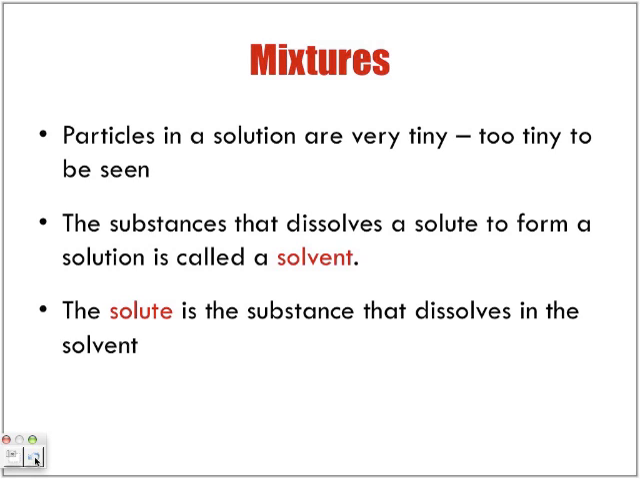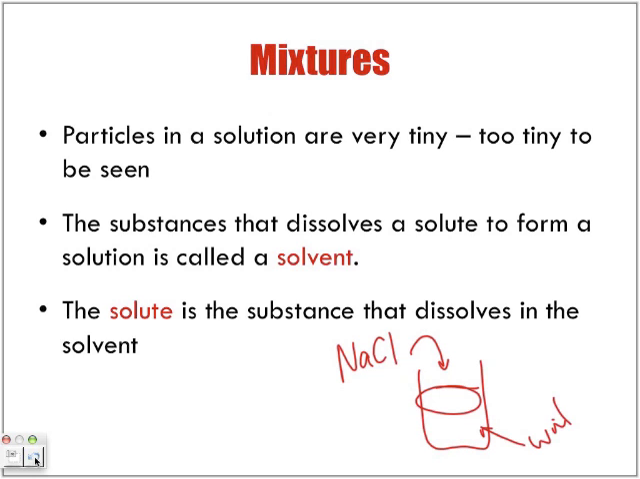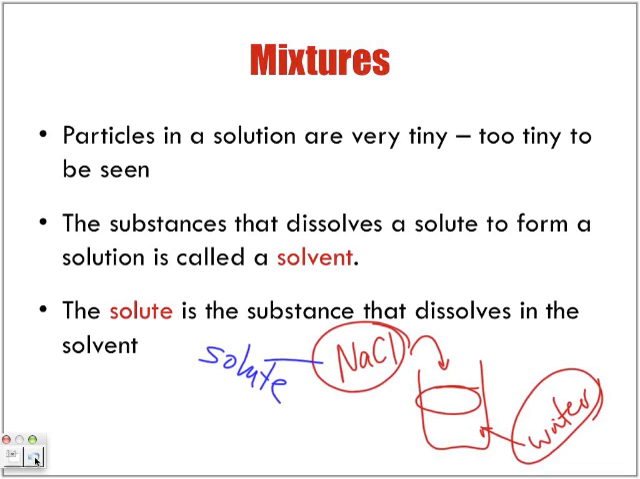One thing I mentioned before was when we put salt into water. Okay. So we put salt into water, and what's going to happen is the salt actually dissolves in the water. So the salt is known as the solute, and the water is known as the solvent. So whatever does the dissolving is the solvent. Whatever gets dissolved is known as the solute. And when we put them together, we form something called a solution.